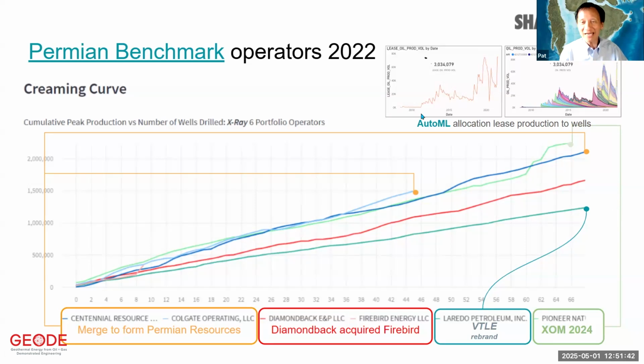Now, what's interesting is that after this, in the next 12 to 15 months, Centennial Resource and Colgate merged to become Permian Resources. It's listed. And then Diamondback acquired Firebird. Firebird at the time was private. And you can see Diamondback and Firebird, and then Colgate and Centennial.